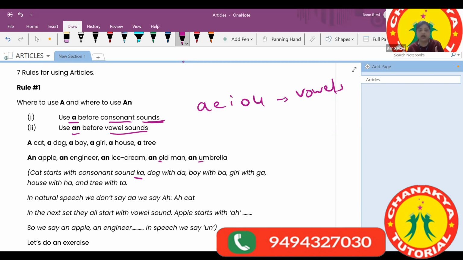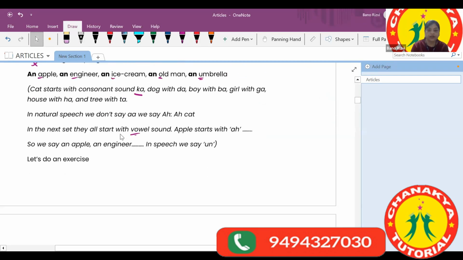So in natural speed we say a cat. This is the sound, a cat. Now if we have the C, it is a cat. C is a consonant, right? Now in the next step, they all start with the vowel sound. Now this is an A, E, I, O, U. These are starting with the vowel sound. Now apple starts with a, so we say an apple, an engineer.